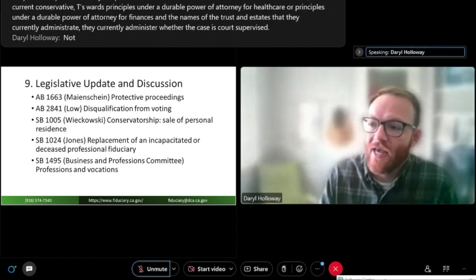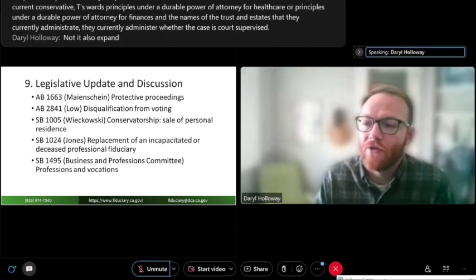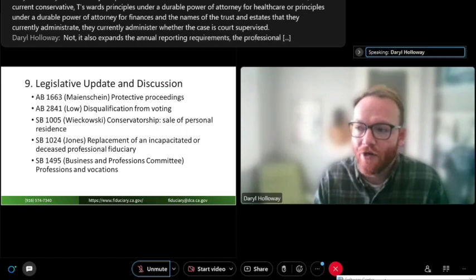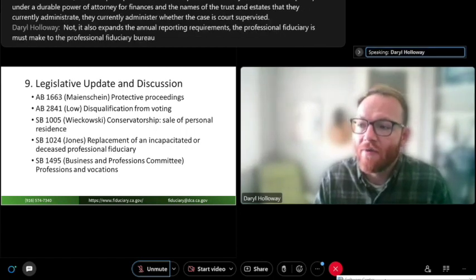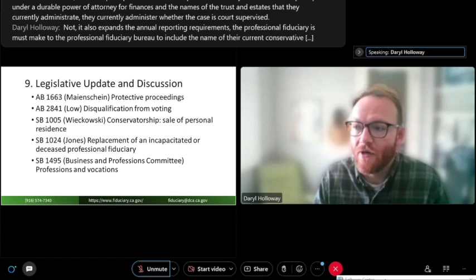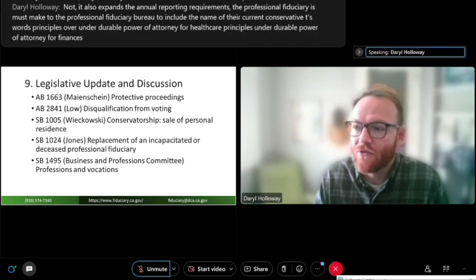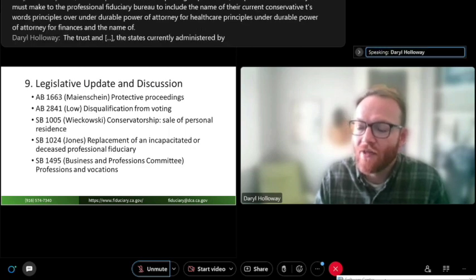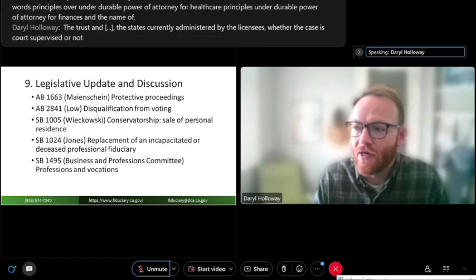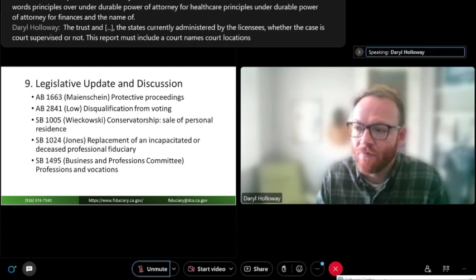It also expands the annual reporting requirements that professional fiduciaries must make to the Professional Fiduciary Bureau to include the name of their current conservatees, wards, principals under durable power of attorney for healthcare, or principals under durable power of attorney for finances, and the name of the trusts and decedents' estates currently administered by the licensees, whether the case is court supervised or not. This report must include court names, court locations, and case numbers where applicable.